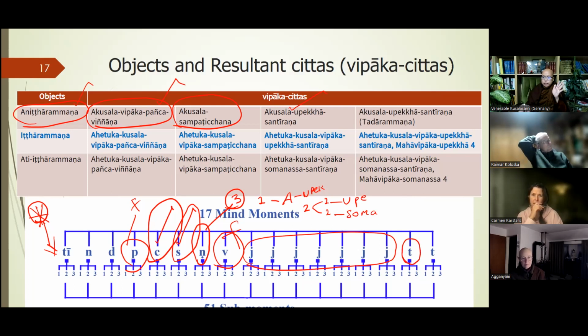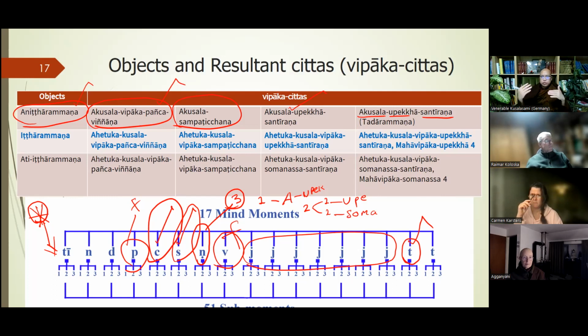And Dadaramana is also resultant. So that's why if the object is an undesirable object, the Dadaramana is akusala upekha santirana only. Because the object is an undesirable object. Okay, so this is objects and resultant consciousness. So this is a fixed order.